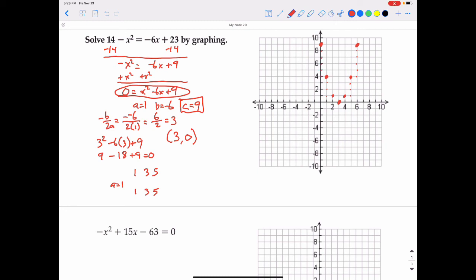Oh, looky there. We hit the y-intercept. That's a very good sign. And we draw our best parabola.